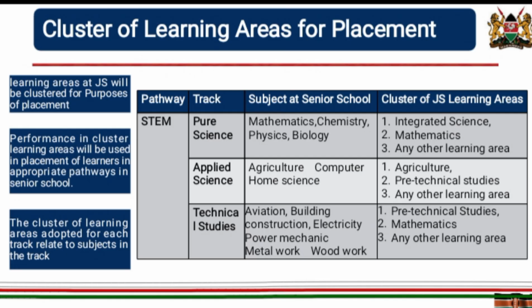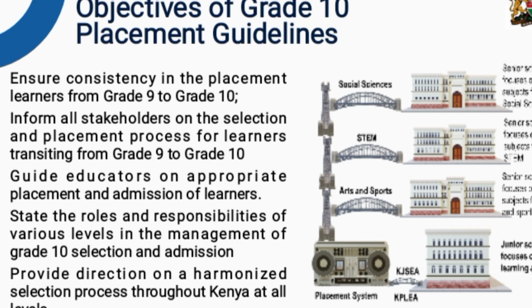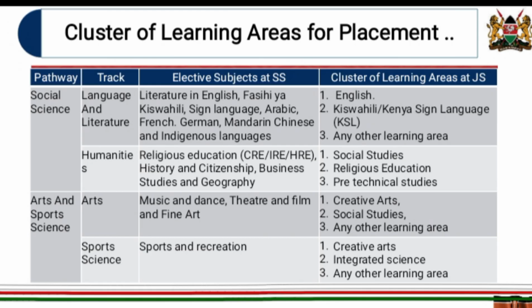So the second one is the social science pathway. And under the social science pathway, you have the track as language and literature, and we have humanities. So under language and literature, this learner in SS, that is senior school, will be learning literature in English, Fasihi ya Kiswahili, sign language, Arabic, French, German, Mandarin, Chinese, and indigenous language. So this learning is supposed to be good at JSS in these areas: English, Kiswahili, that's for Kenya Sign Language, and any other learning area.